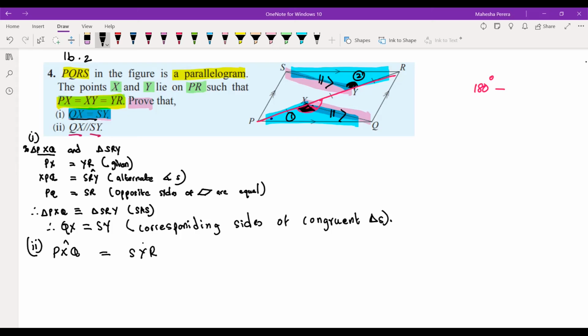SYR. It's this one. So why I say so? Because these are corresponding angles, or you can say elements of congruent what? Triangles. Right?